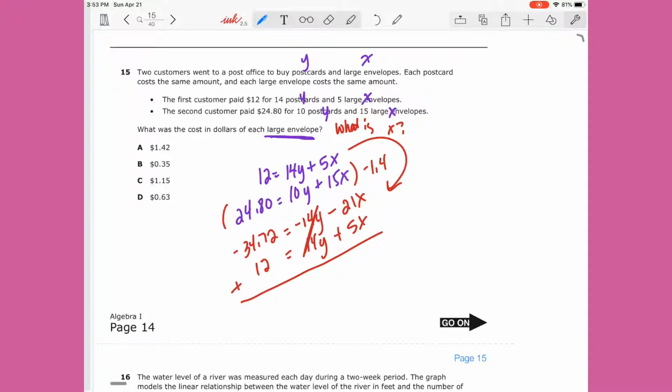And negative 34.72 minus, or rather plus 12 will give me negative 22.72 is equal to negative 21 plus 5 will give me negative 16x. And negative 22.72 divided by negative 16 will give me x is equal to $1.42, which is our answer choice A. That on this one, that's really the easiest one. That's the easiest method to handle.